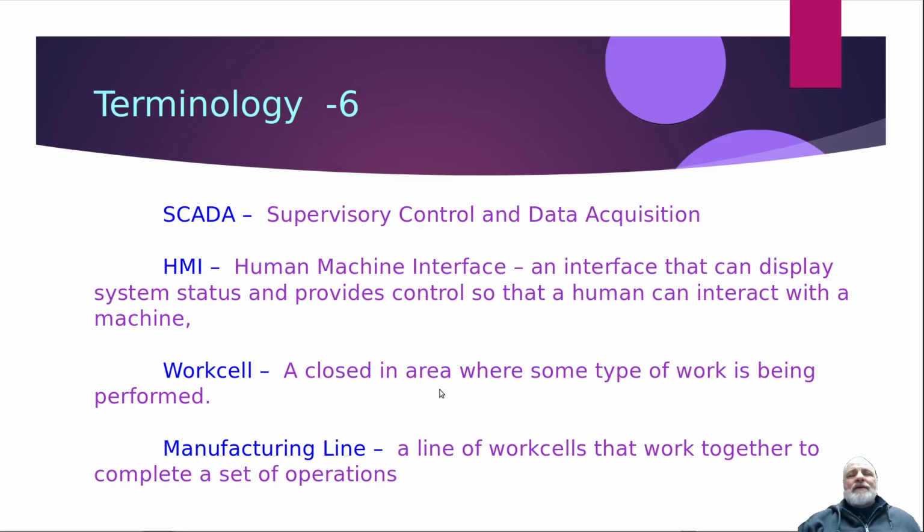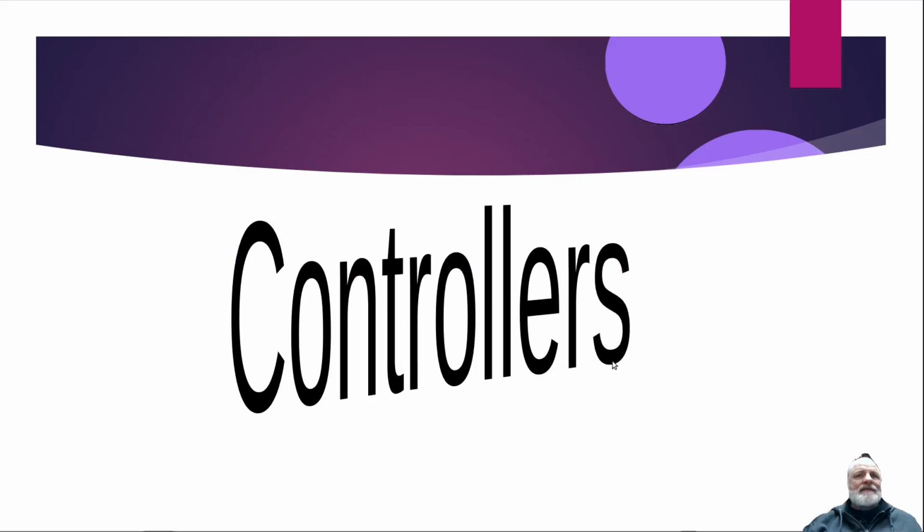A work cell is a closed environment where some sort of work is being performed. And a manufacturing line is a line of these work cells that are put in a line, so the pieces move from one part to the other and you build the car. So it's kind of like the lines that we saw with the robots or the men earlier in the slides.